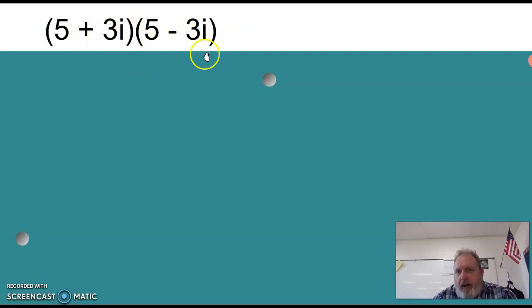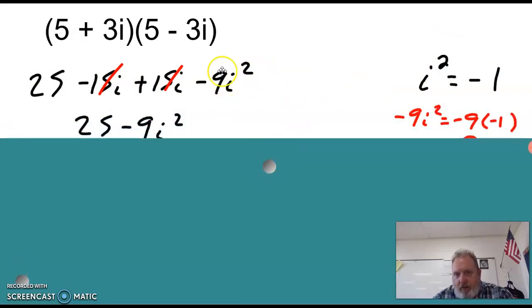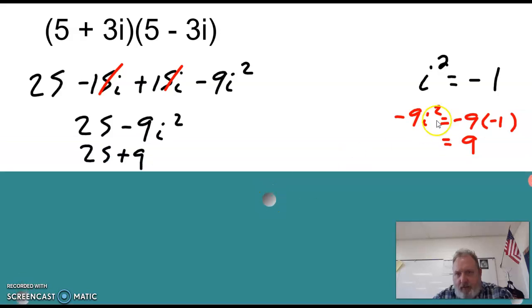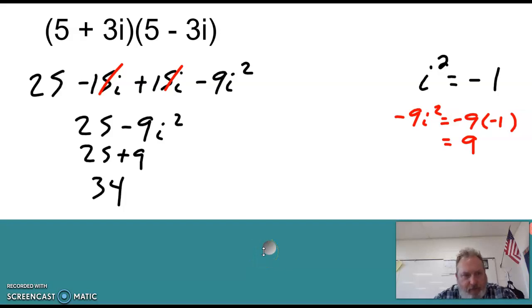Notice here these two are conjugates. So you know what happens here when we FOIL and we have opposite signs. The middle terms should cancel out. So we got 5 times 5 for 25. You see our outside term, negative 15i, inside term, positive 15i, minus 9i squared. So again, indeed, these middle terms cancel out. So I end up with 25 minus 9i squared. i squared, remember, is negative 1. So this is really plus 9, as you can see over here. So 25 plus 9 for 34.